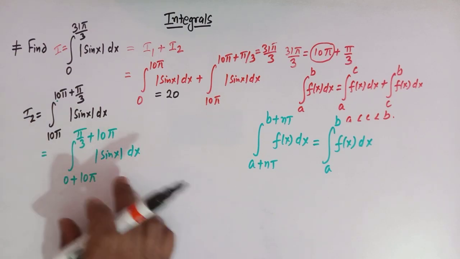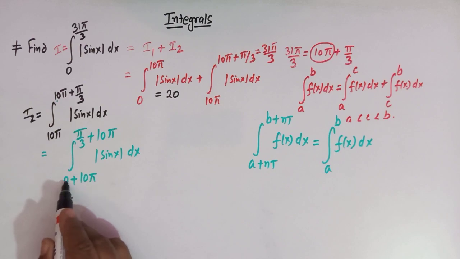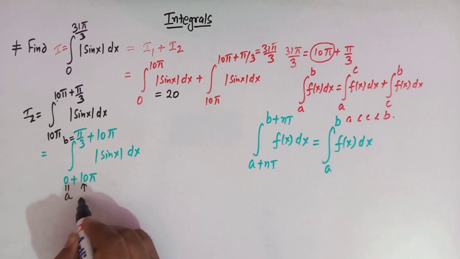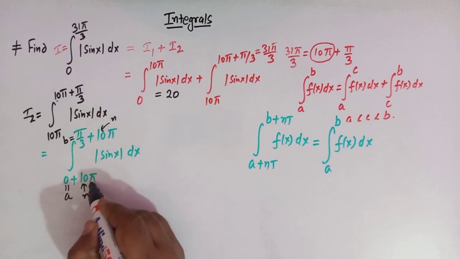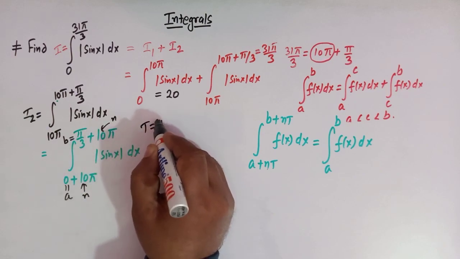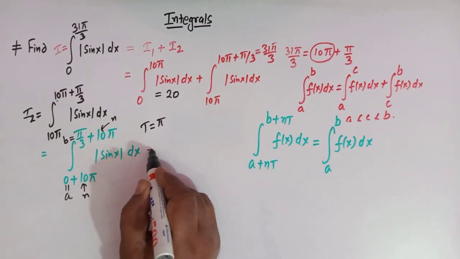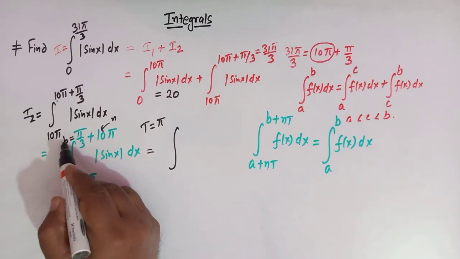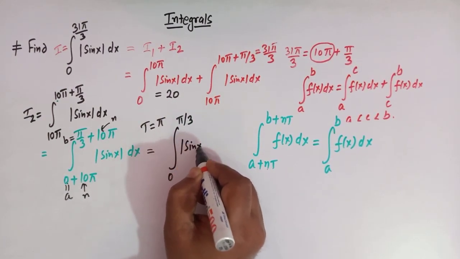Now if we compare these two integrals, a is 0, pi by 3 is b, and 10 is n, here also, and pi is the period of mod of sine x, so T is pi. So this is perfect, and now we can write this integral as the integral from a to b, where a is 0 and b is pi by 3, of mod of sine x.